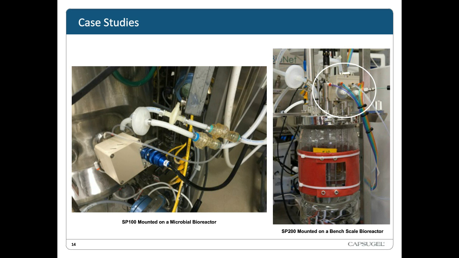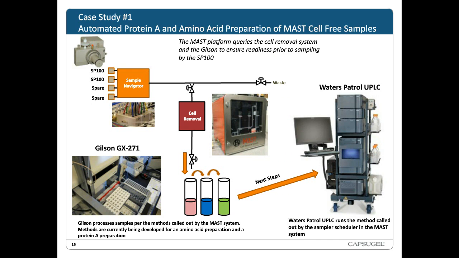So this first case study was automated protein A and amino acid preparation of MAST cell-free samples. In this particular application, there are two SP100s on two different bioreactors in the field. Those samples are routed through what we call a sample navigator, which is like our traffic cop that directs the samples where they need to go. Out of the navigator, they're routed down through the cell removal system and into the Gilson GX271. The Gilson has the ability to process the samples that are called out by the MAST system. So when we schedule a sample in the MAST system, you can tell the Gilson exactly what methods to run.